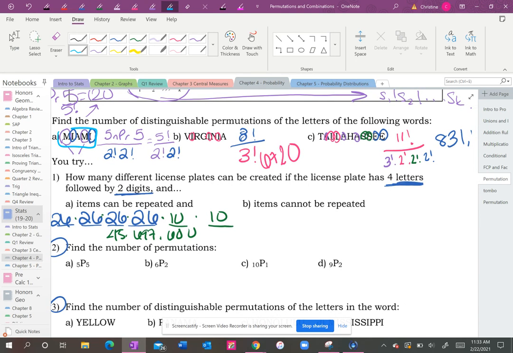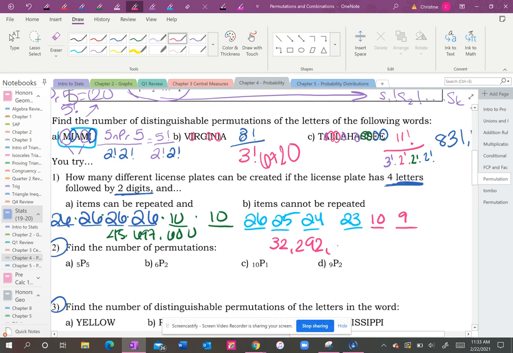Now, if these items cannot be repeated, then you have a lower number. It's still going to be a big number, but there are 26 letters here. You already chose one. You cannot repeat it, so you're going to go down. Then you have 2 choices for digits. 10 here, you use one. There are 9 left, so 26, 25, 24, 23 times 10 times 9. So you get a lower number. Still not that much lower, but 32,292,000.